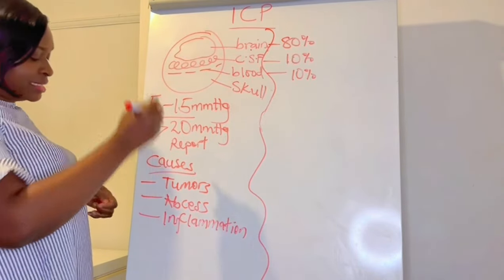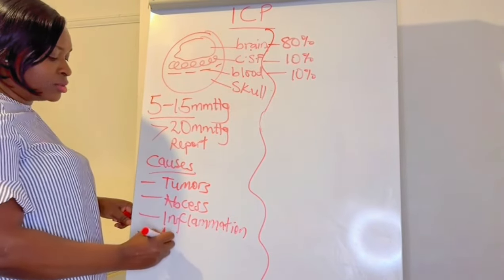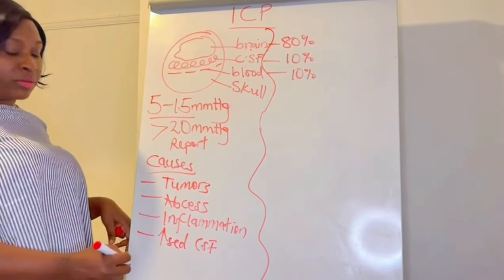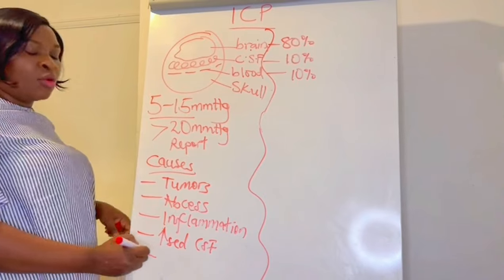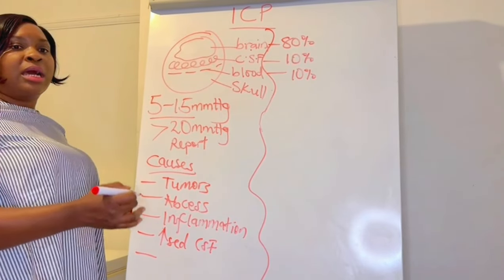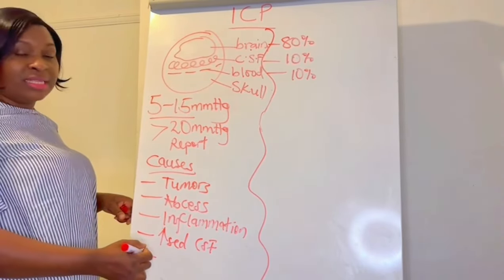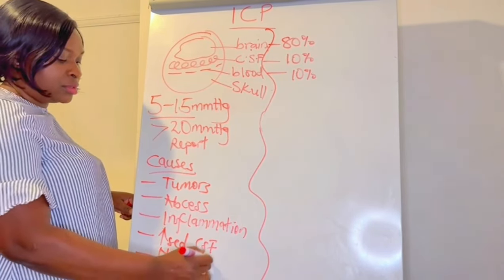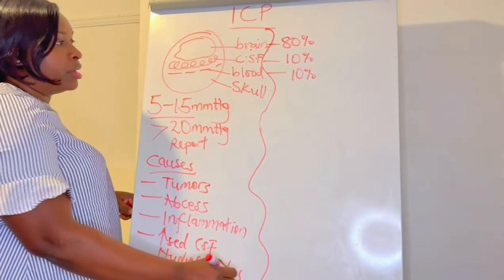Now for CSF, if we have anything that leads to an increase in the production of CSF, that's going to lead to increased intracranial pressure. And if there's obstruction to the flow of CSF or its reabsorption, like we see in hydrocephalus, we're going to have increased intracranial pressure.